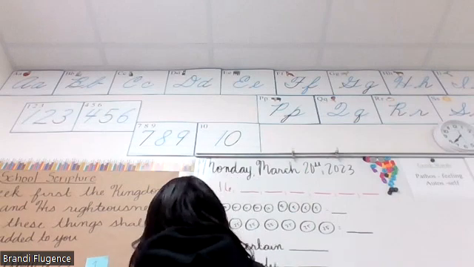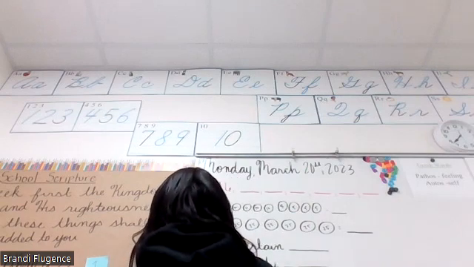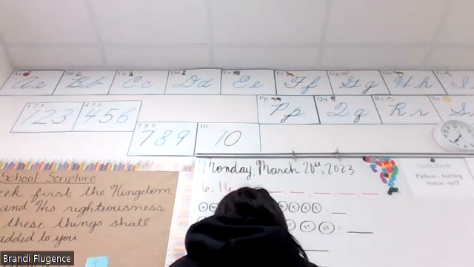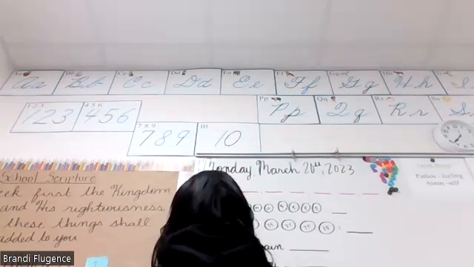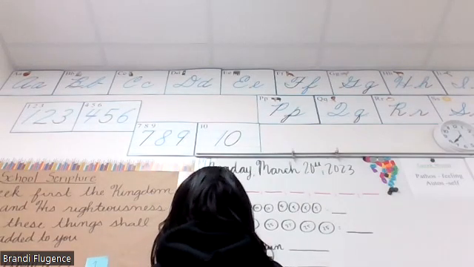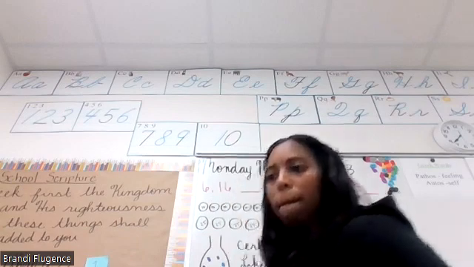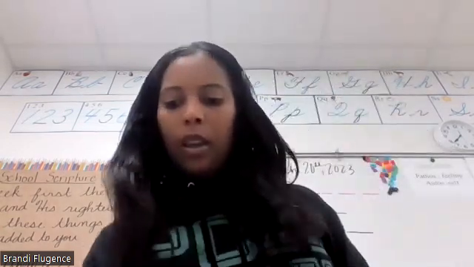5 minus 5 equals 0. Okay, done. All right, good. All right, go to your next page. Your math.